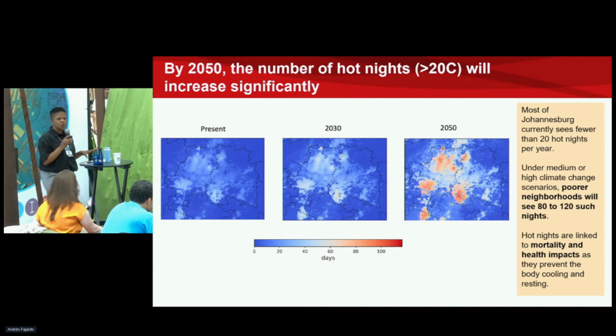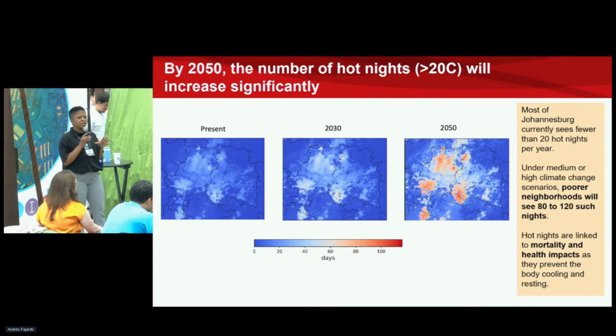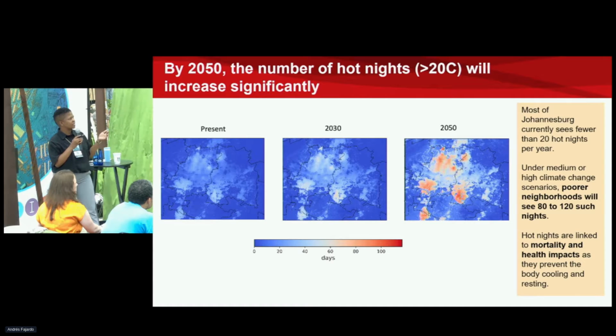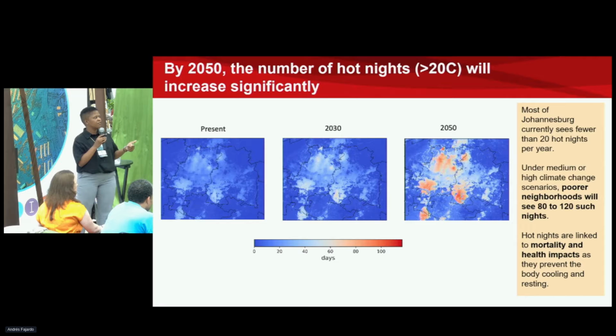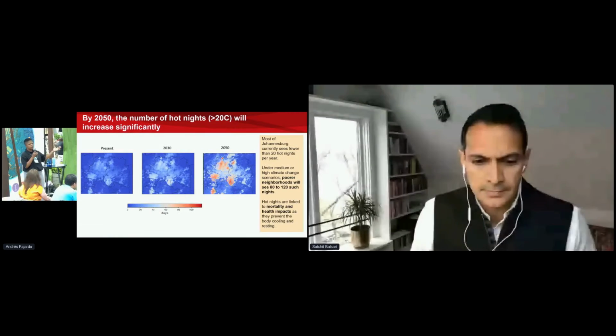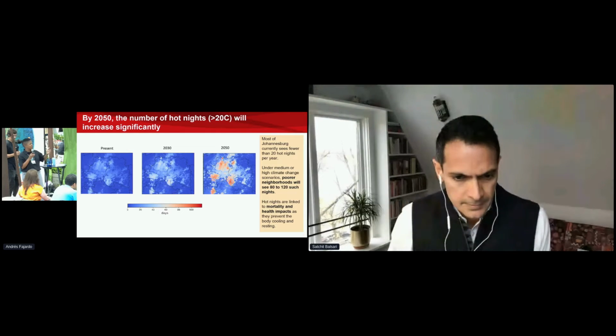So you can imagine you stay in a shack or in a house that's not really well ventilated, you do not have aircon. Under these scenarios, with the increased heat, people are going to be experiencing even hotter nights. I'm already battling right now. So what that means as well is it's starting to draw the direct linkage between climate risk and public health and how that's going to impact mortality and health impacts.